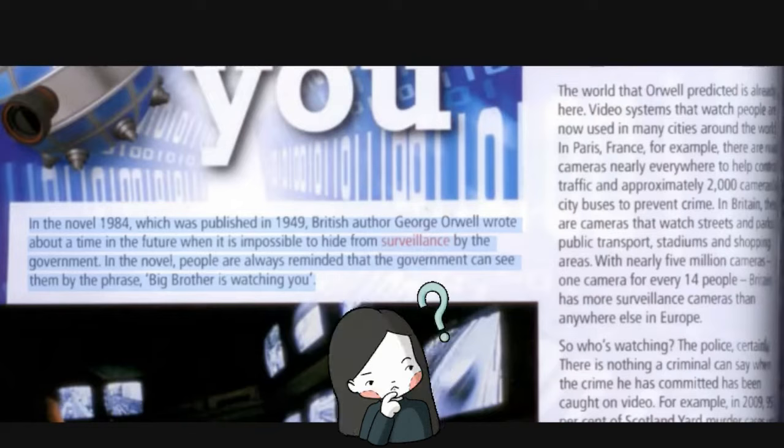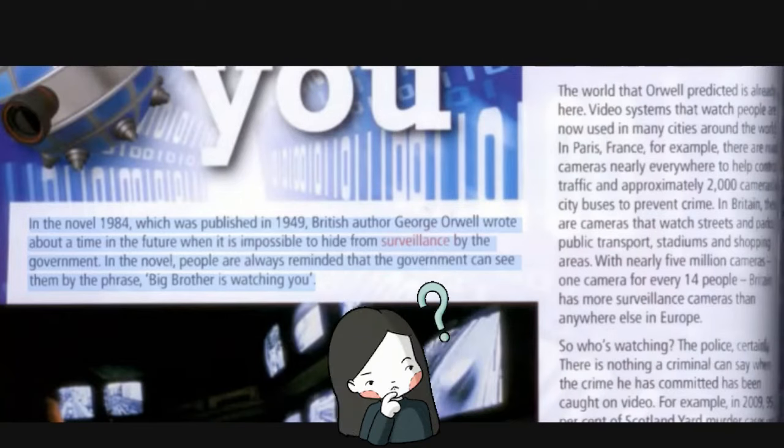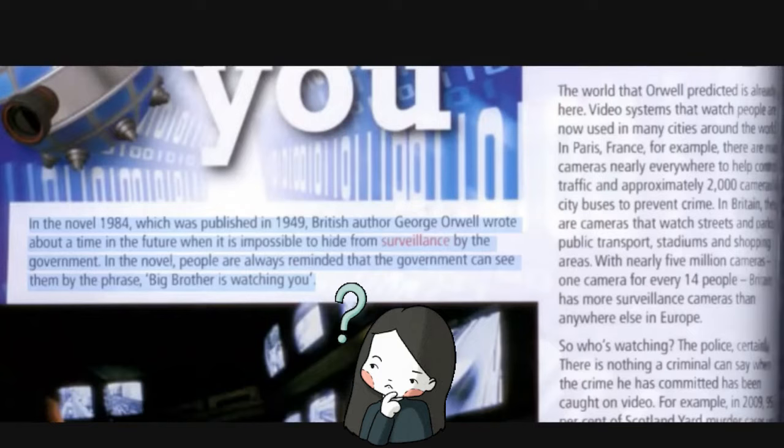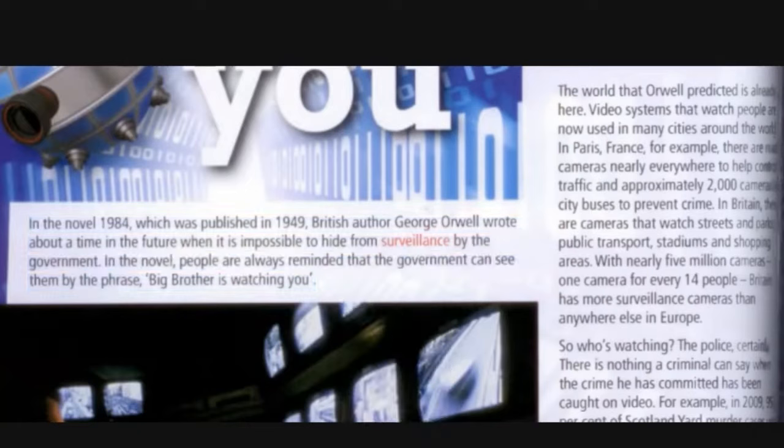Based on paragraph 1, Aisha says it's an imagination. How do you prove it? How do you know it's just an imagination? It's not something real. It says in the future, right? Okay, pay attention to the years mentioned here.